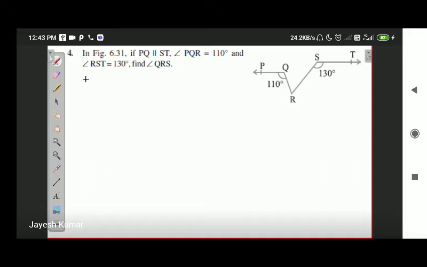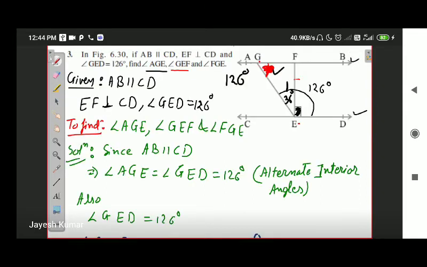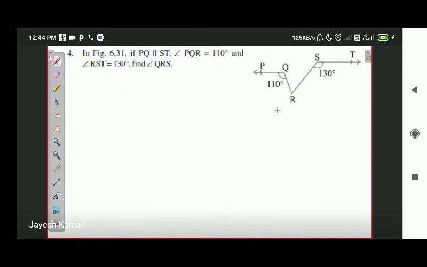Okay, we'll start with question number four. We are done with question number three. Question number three we completed yesterday. We are doing question number four of the second exercise of lines and angles.